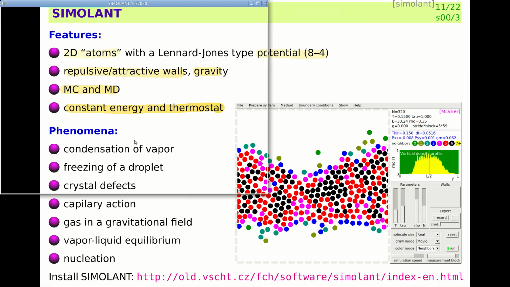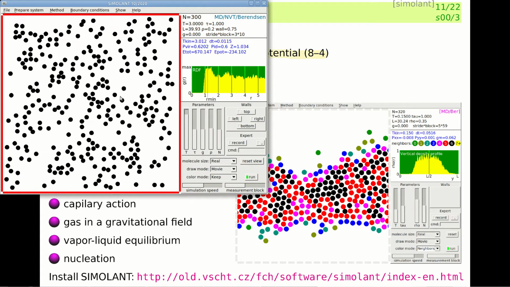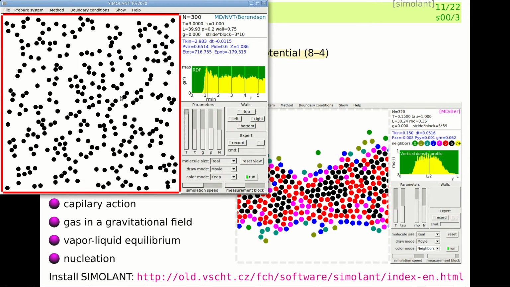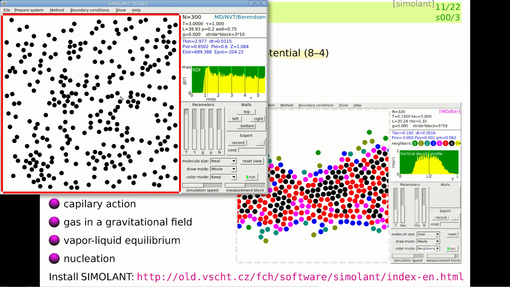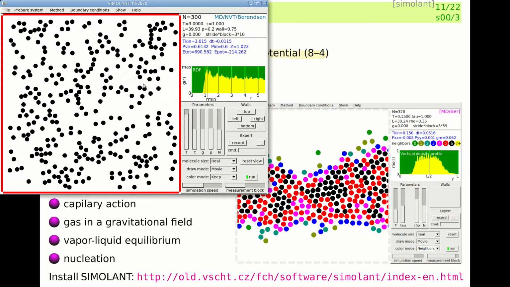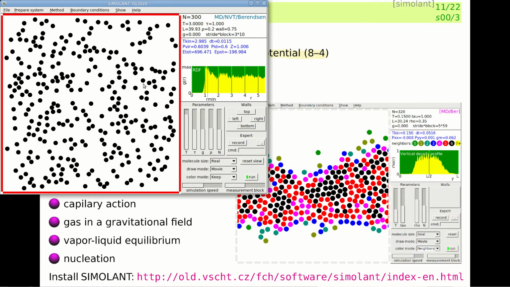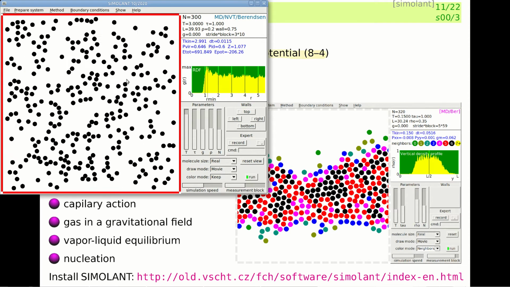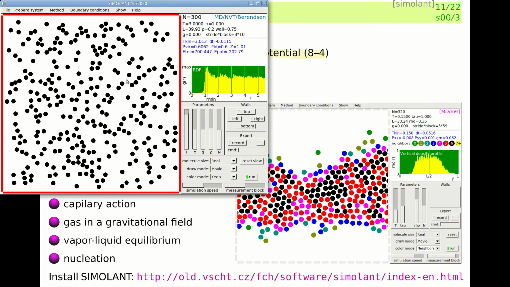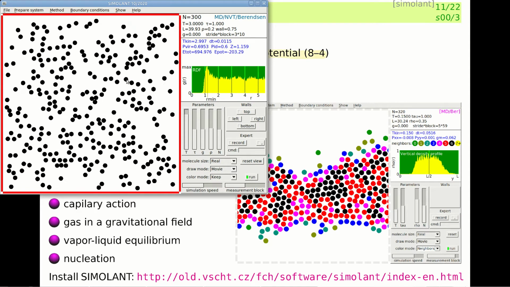Now I will show you how it works, and what's important for you, you can download this software and try it by yourself, and I will use it a lot during this course to show you principles of simulation, because it's software made for teaching.